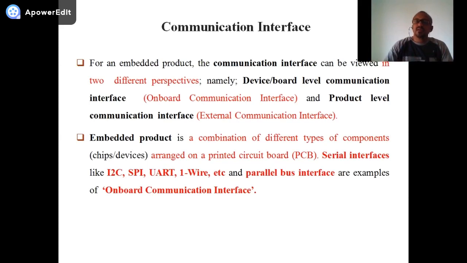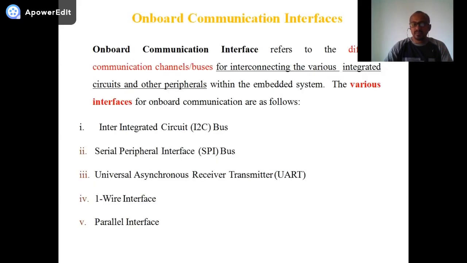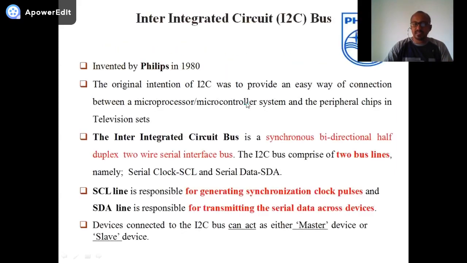The different types of components arranged on the printed circuit board, with serial interfaces like I2C, SPI, UART and a parallel interface, are called on-board interfaces. So, this is a list: I2C, SPI, UART, one wire interface and parallel interface. We will see them one by one in detail.